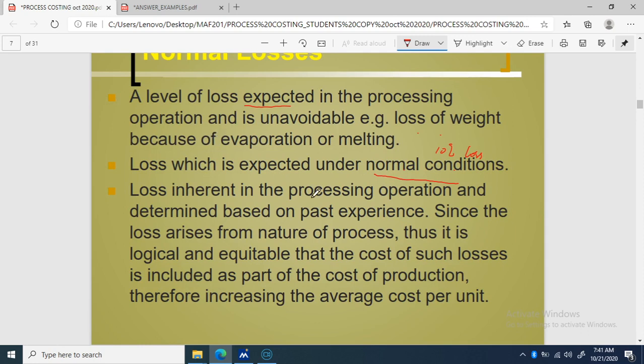Normal loss is inherent to the processing operation and determined based on past experience. How do you know the 10% will be lost? It is based on past experience: when you do the same process every time, the loss is 10%. Since the loss arises from the nature of the process, it is logical and equitable that the cost of normal loss is included as part of the cost of production. So it is incurred in the calculation of cost per unit, therefore increasing the average cost per unit.